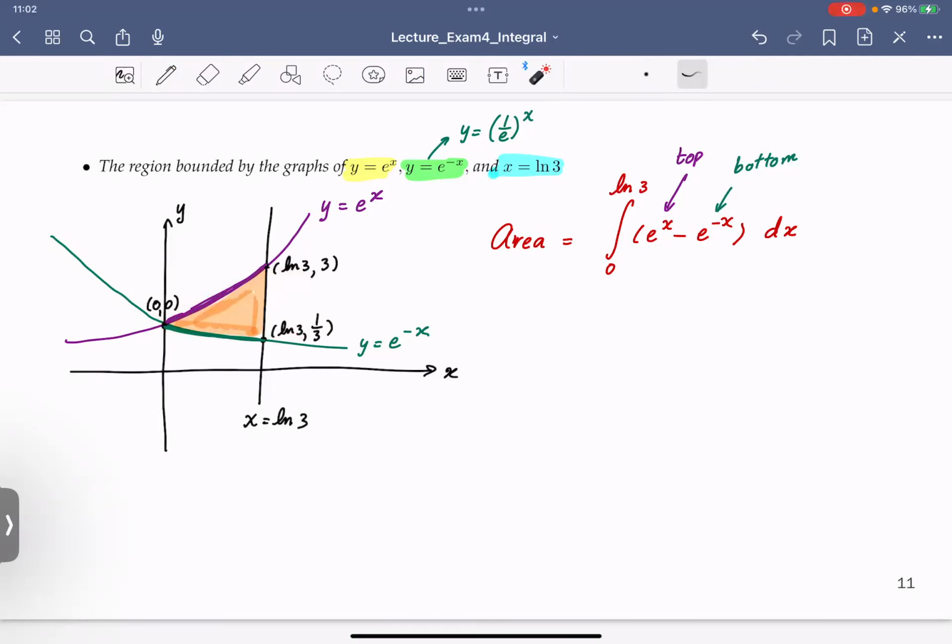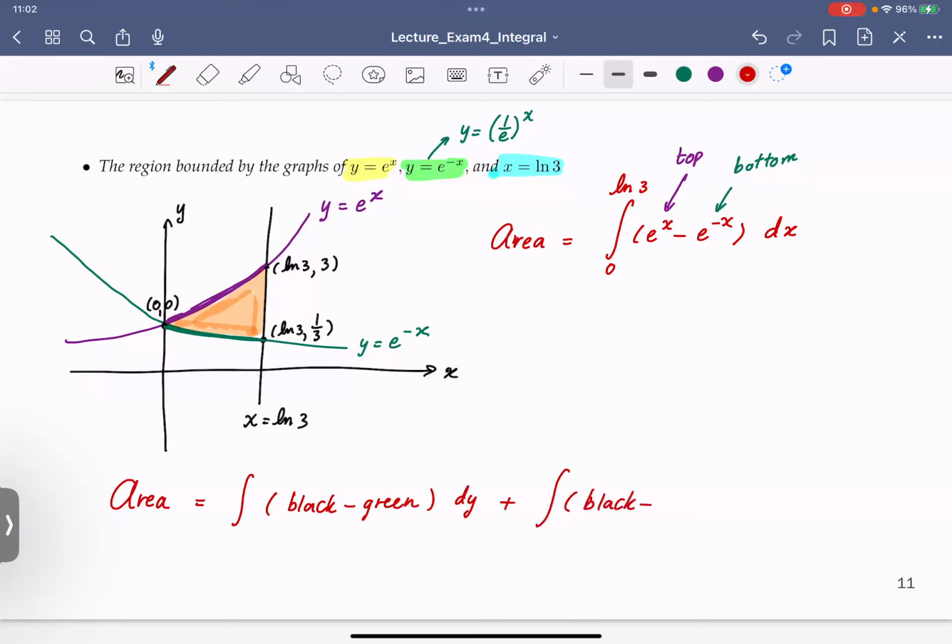All right, the hard part, area, integrating with respect to y. You can see green to the black one, that is the first piece. And then the next one, purple to the black one. So you start with the integral of the black one minus the green one, dy. And then the next one, you use the black one as well, because the black one is on the right hand side, minus the purple one, dy.